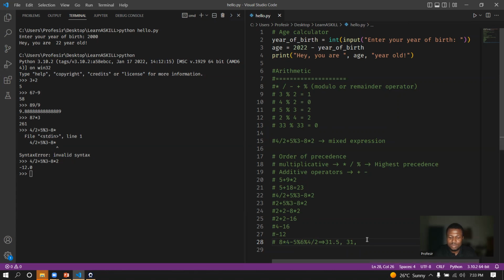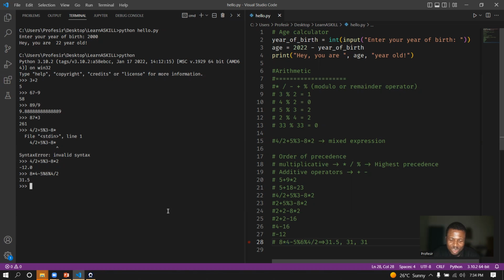I have 31. So okay, we have two people having 31. Okay, Fedi says his mic is misbehaving. All right, so let's punch it directly. 8 times 4 minus 5 modulo 6 modulo 4 divided by 2, right? So 31.5.